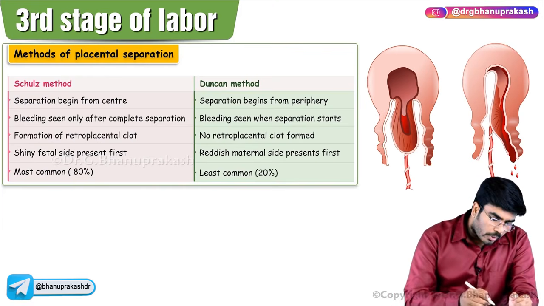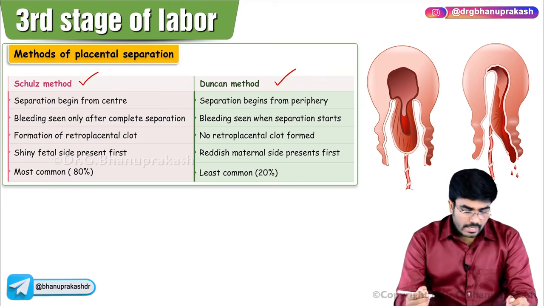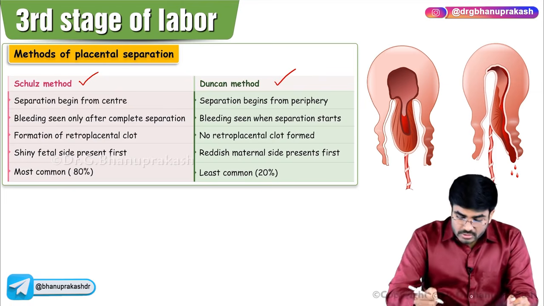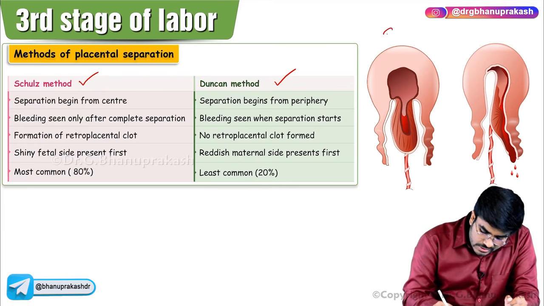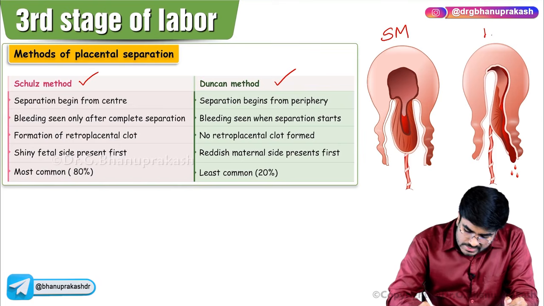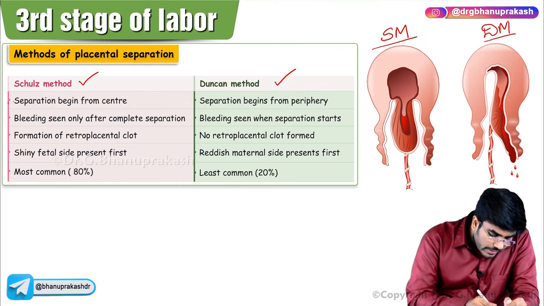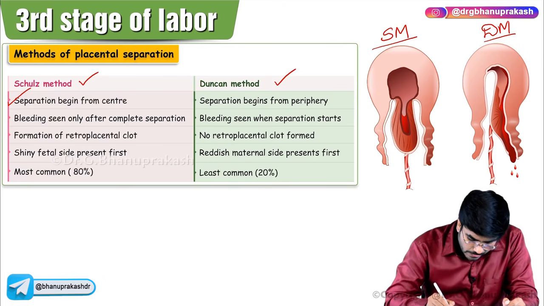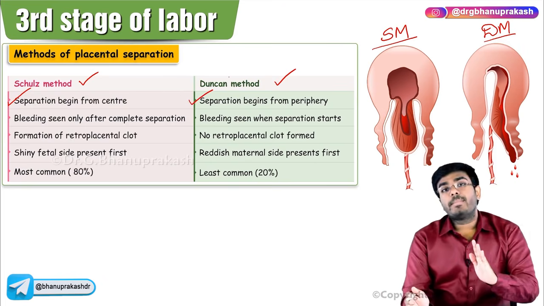Now after this, let's talk about the methods of placental separation. There are two main important methods which are known as Schultze's method and Duncan's method. In Schultze's method, please concentrate here in these images. This is Schultze's method of placental separation, and this image is about Duncan's method of placental separation. Please concentrate in Schultze's method. Separation begins from the center, but in Duncan's method, separation begins from the periphery.